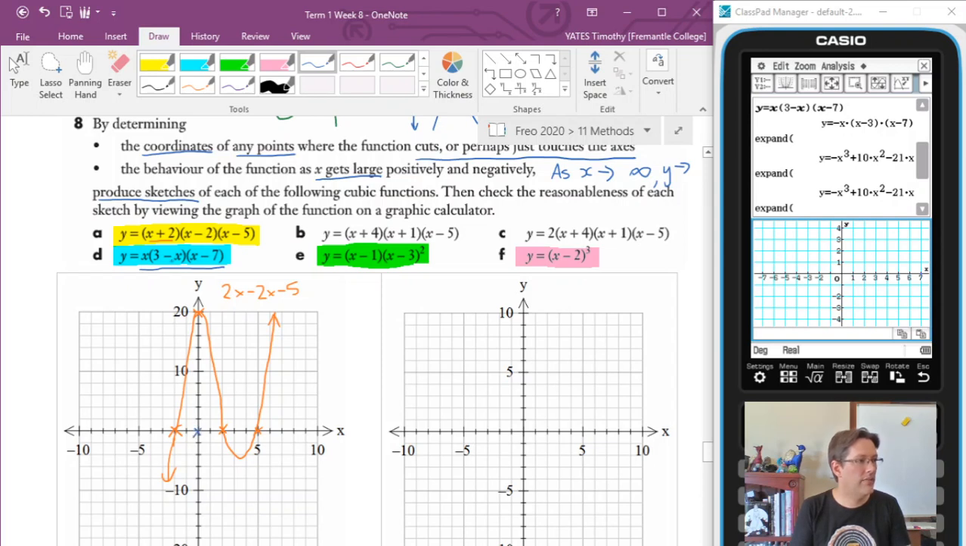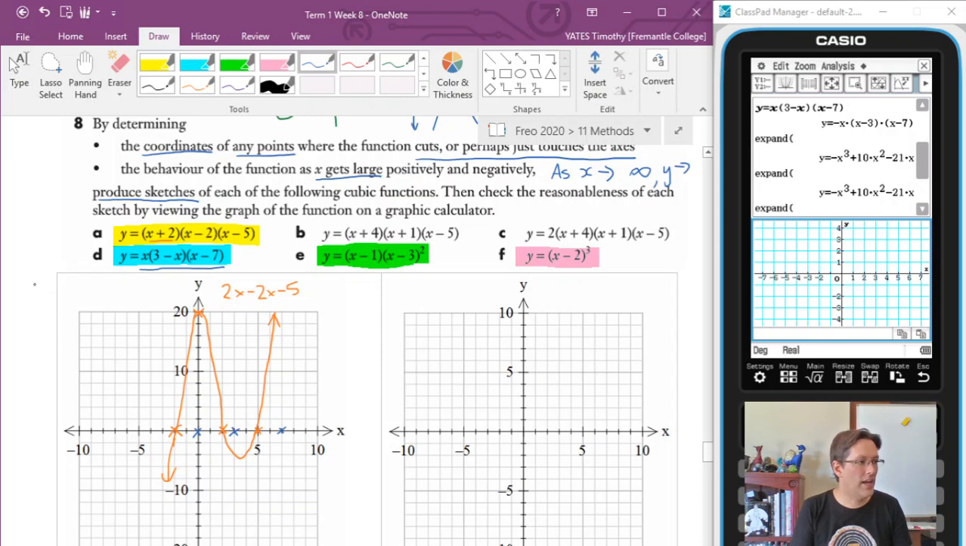The whole thing, if x is 3, then we've got another intercept there. And if x is 7, we've got another one there. Our y-intercept in this case has already been given to us. If x is equal to 0, y is also going to be 0. And we need to work out what's going to happen as x gets large positively and negatively. Now this one's a bit hard to work out.